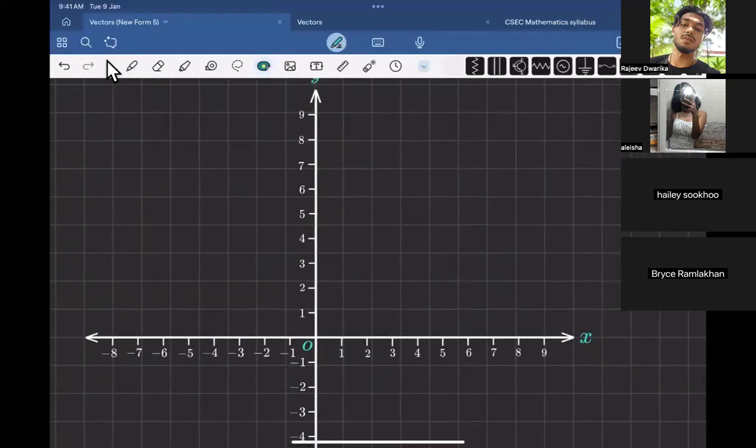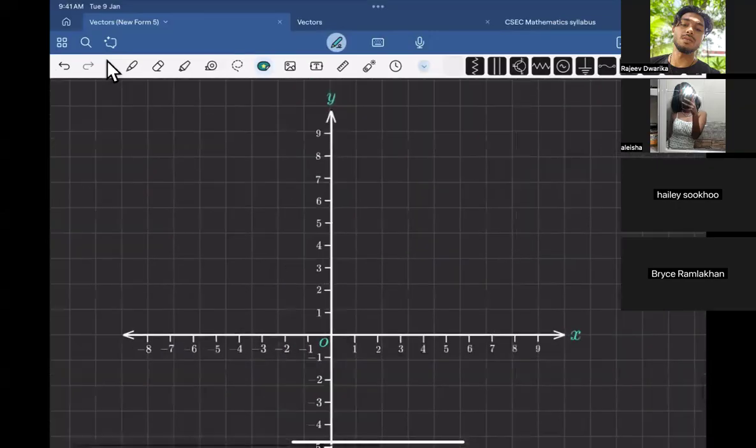So let me ask you that question. Does a vector have to start from the origin? No, it doesn't. Alicia, if you want to go to Port of Spain, do you always have to leave from your house to go to Port of Spain? Well, not always. It depends on if you're in your house. Exactly. See, it don't matter where you start. It just matters where you end, right?